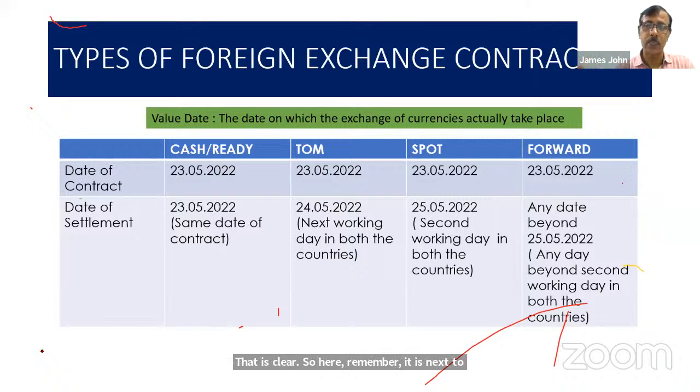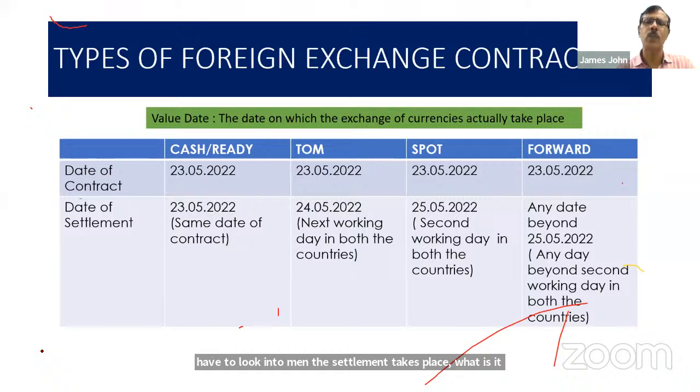The question will be put in such a way that an intervening holiday will be there. For example, the national holidays are December 25, October 2, August 15, and January 26. The question will say that on January 24, a deal has struck. So the date of contract is January 24, say a Wednesday. And they settled it on January 24, 25, 26, 29. What will be the transaction? They may ask whether it is cash, term, spot, or forward. So you have to look into when the settlement takes place.